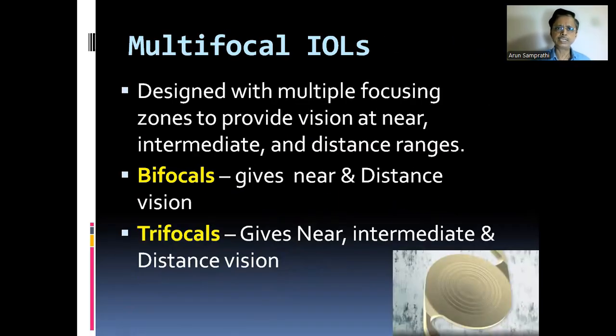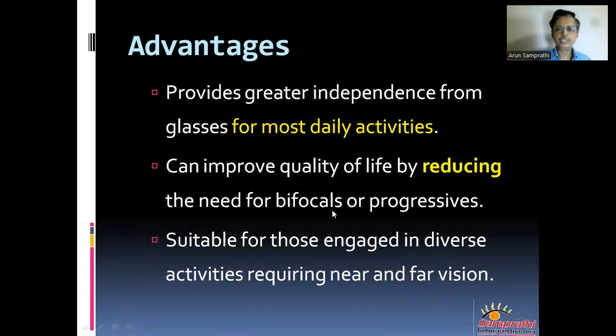Coming to the next category of lens, something called a multifocal lens. Here it is designed to give clear vision at multiple distances, not just the distance. It can be distance and near, which is called a bifocal lens. And there is another lens called the trifocal lens, which gives distance vision, near vision, as well as intermediate vision. That's basically for your computer work or kitchen work. The advantage is that it gives greater independence from glasses for most daily activities.